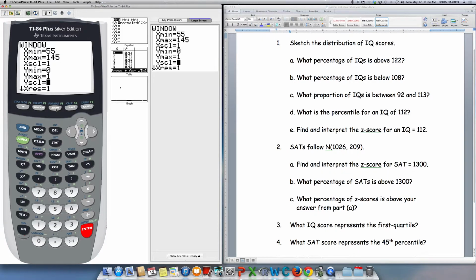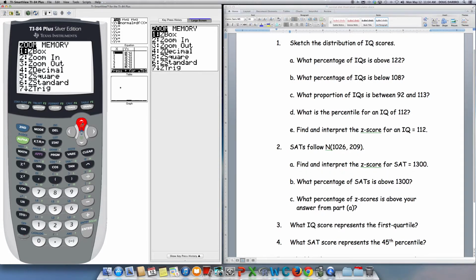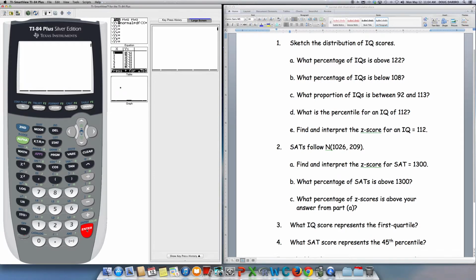Well, we find that option under zoom, and if we go all the way to the bottom, oh wow, and come to zoom fit, which is just below zoom stat. Hit enter. It's going to do some calculations, and it will sketch the distribution of IQs.